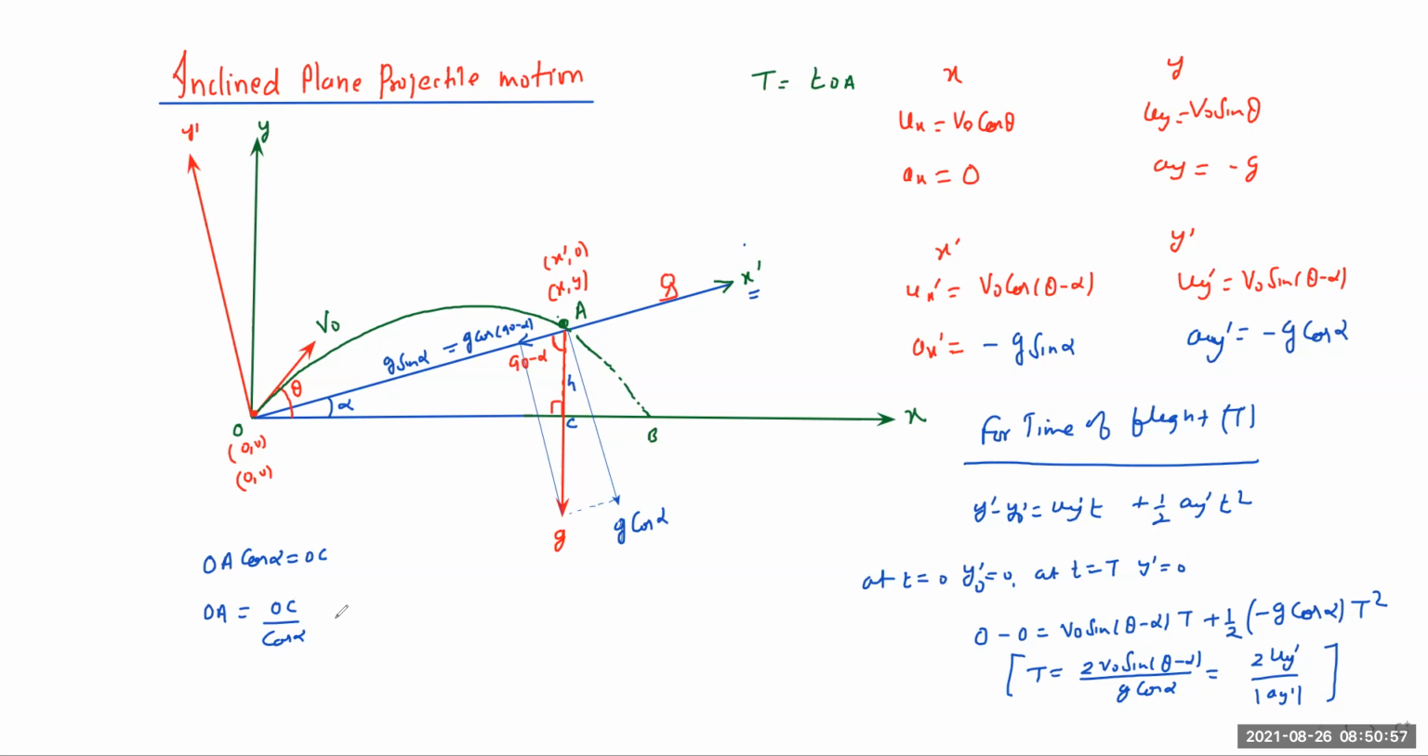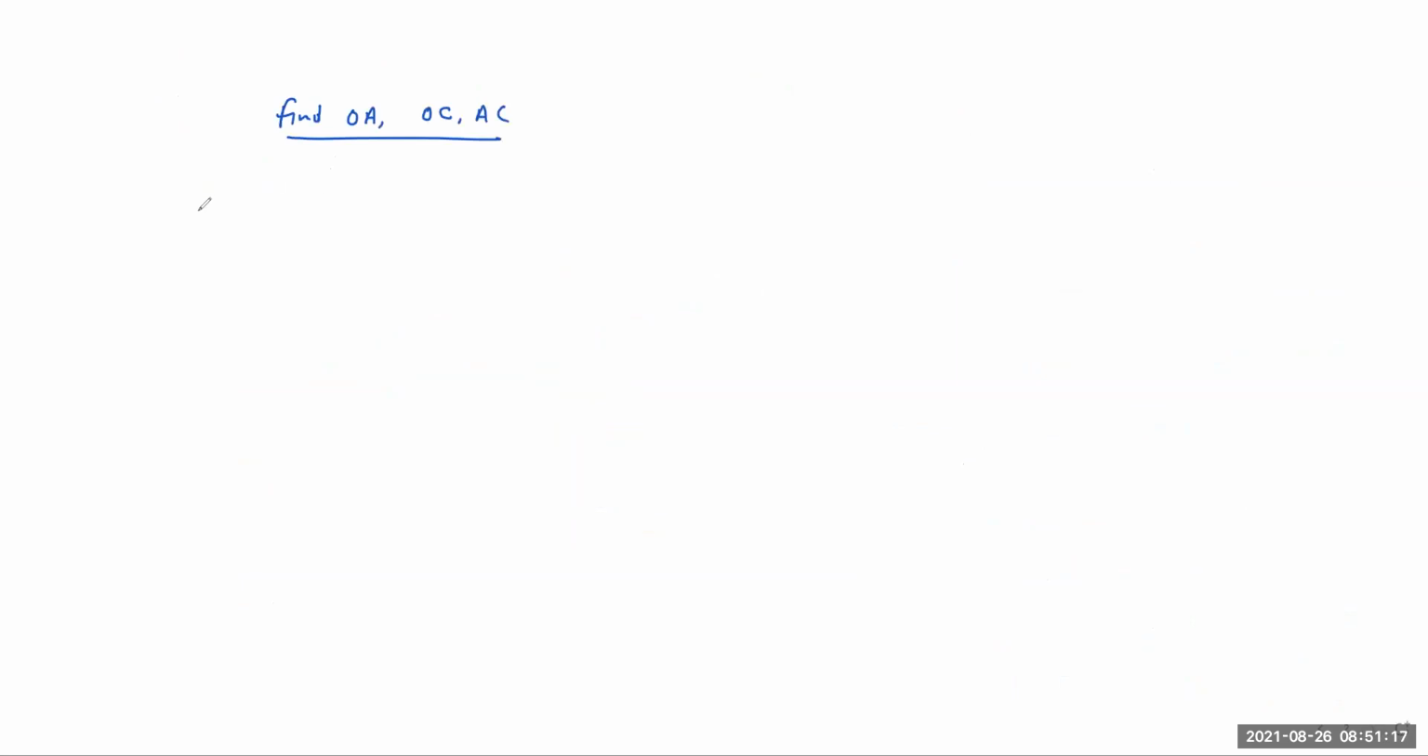And OC we know already the answer. It's V naught cos theta into T. And in fact, we know the answer for T also, right? So the OA is nothing but the range of the projectile. So actually, we were trying to find the range. So in this case, the range of the projectile is actually OA, and you got the answer: it is OC by cos alpha.